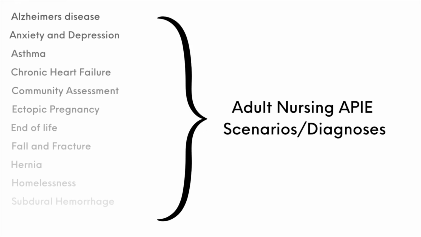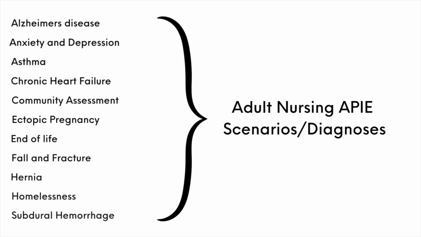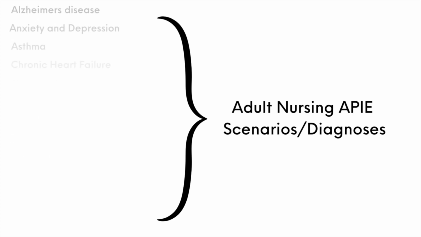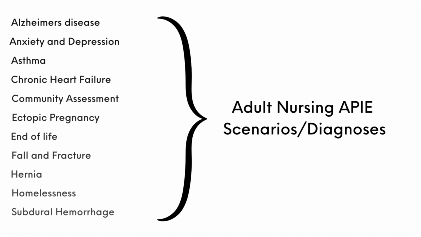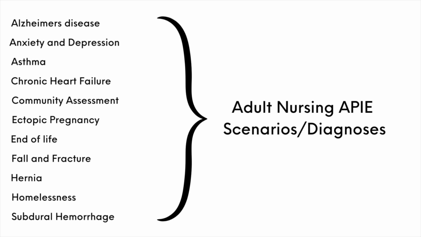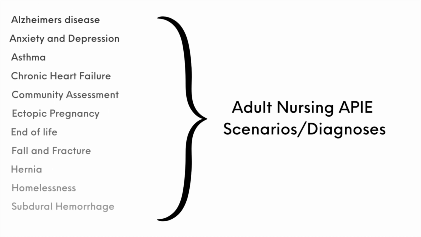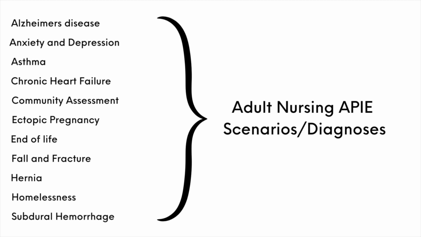You could be asked to assess a patient with Alzheimer's disease, anxiety and depression, asthma, chronic heart failure, and be asked to do a community assessment, ectopic pregnancy, end of life, fall and fracture, hernia, homelessness, pneumonia, or subdural hematoma.